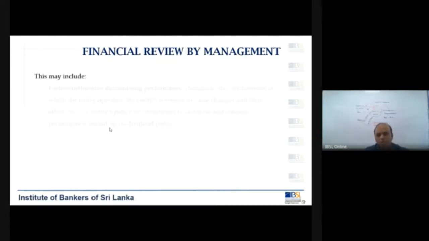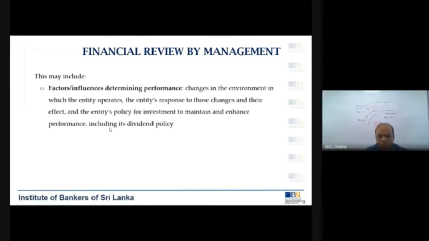So what should be included? Mostly we talk about the factors or influences that determine your performance. What are the changes that have occurred in the environment? What are the actions that you have taken towards that? And what are the policy changes that you have made? So for example, I can give you a classic example during these days. That is the impact of COVID-19.